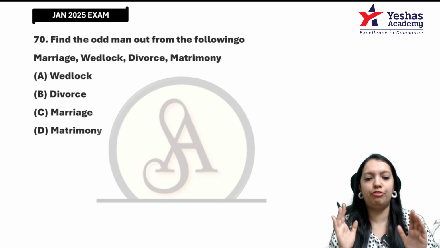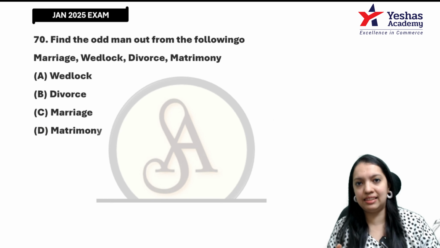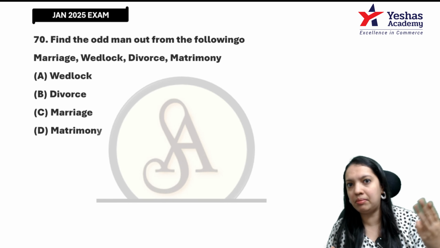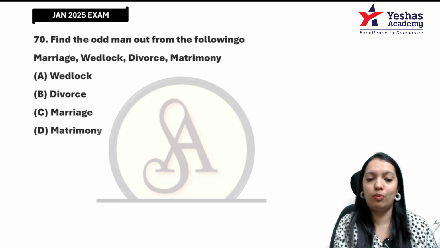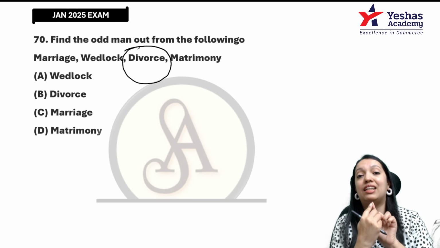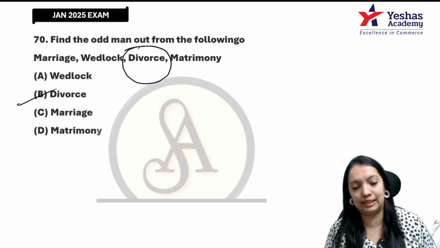Next, find the odd man out. You can see that in 3 cases, marriage, wedlock and matrimony, people are coming together, staying together, relationship is getting formed. Whereas in case of divorce, people are getting separated. So divorce is the answer.